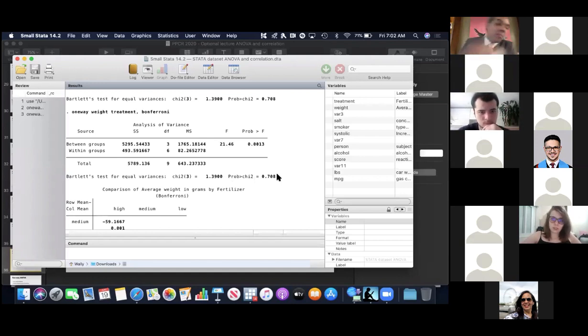You need to do a non-parametric test. So in this case, I'm looking for a non-significant result. Yes, yes. In a Bartlett test, you are looking for a non-significant result.